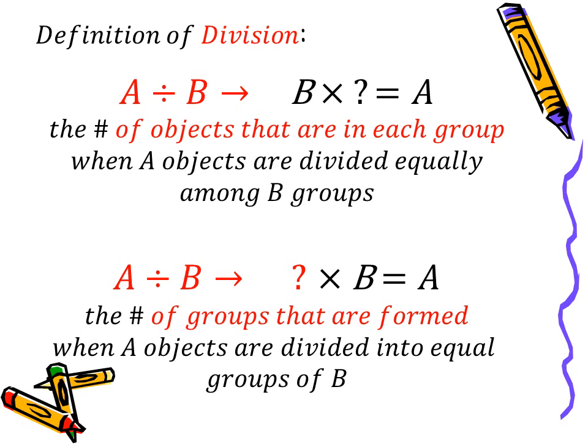The second format is the number of groups that are formed when A objects are divided into equal groups of B. So in this case, I don't know how many groups, but I know the equal amount that will go in each group. So notice, the multiplication equation that relates back to the problem is very different depending on the context of the problem. I want you all to make sure that you are able to distinguish the difference between the division and the multiplication equation that actually aligns with each problem context.